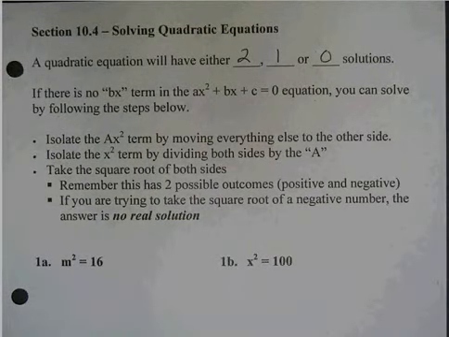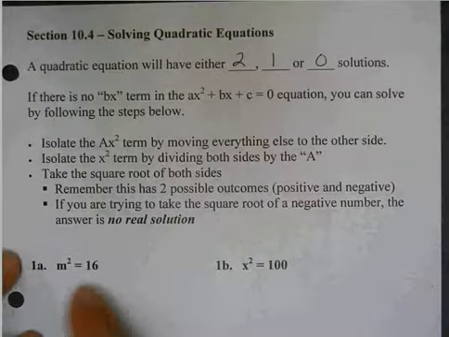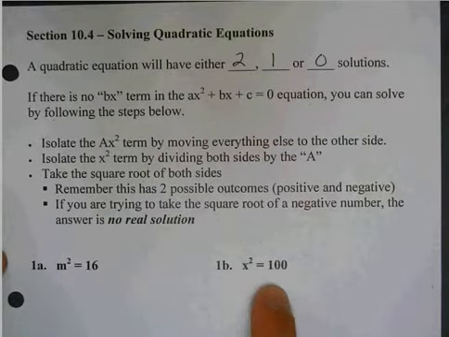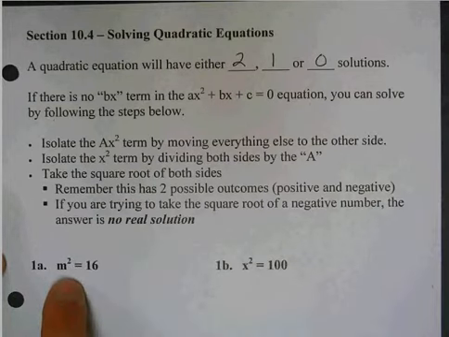All right, looking down, it says, notice, if there's no b term in the ax squared plus bx plus c equation, you can solve it very simply by following the steps below. We isolate the x squared term, then we divide by a, we take the square root of both sides, and remember when you take the square root of both sides, I'm going to teach you, you have 2 possible answers. Okay? So, these are all examples of equations that I can make into parabolas, but I've set them up very simply. Here we have our very first one, m squared equals 16.